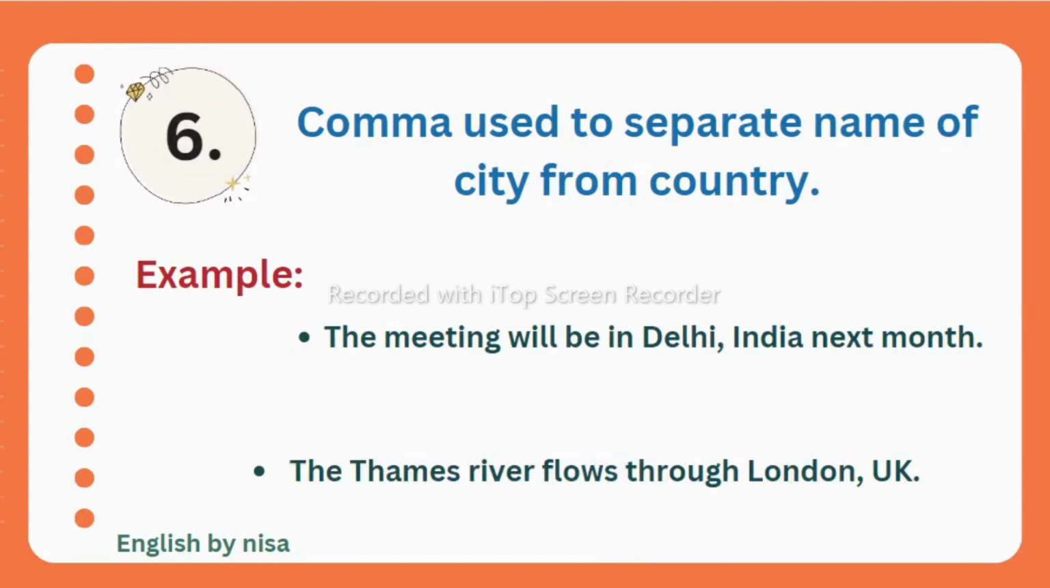Now let's see the sixth rule here. We have to use a comma to separate the name of a city from the country, or the name of the city from the state. So whenever you are separating a city from the state or from the country, you have to put a comma, then you have to mention the state or country. For example, the meeting will be in Delhi, which is a city. Then you have to put a comma to mention a country. City, then country, then whatever your further explanation. The next one is, the Thames River flows through London, UK. Separate this city from the country, we are putting a comma in between.